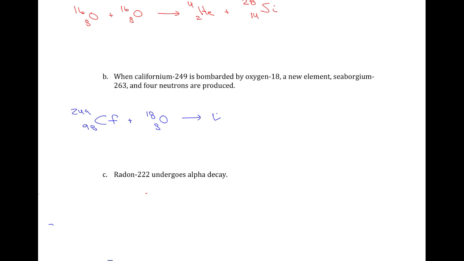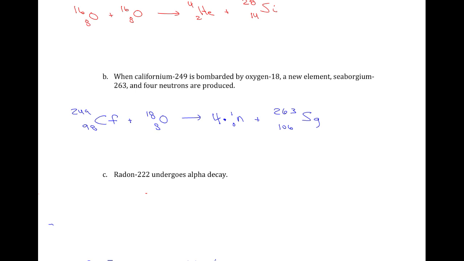I can write 4 times a neutron, and the way you represent a neutron is a mass number of 1, but it's got no protons. It's just a neutron. This dot represents multiplying. So that means there's a total of 4 neutrons. If I balance that out, 249 plus 18 is 267. If I subtract 4 from that, I get 263. And if I have 98 plus 8, that gives me 106. If I go over to the periodic table, some periodic tables don't even have seaborgium on them, but seaborgium is represented by Sg like that.